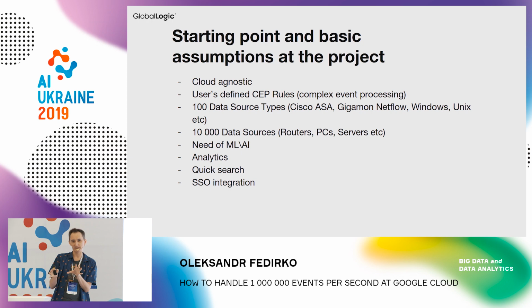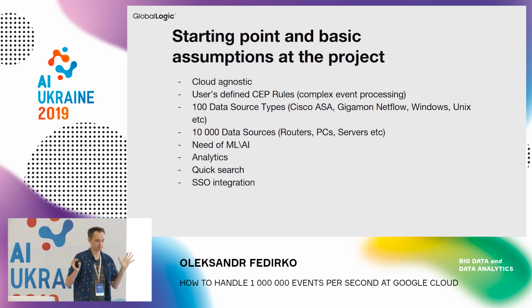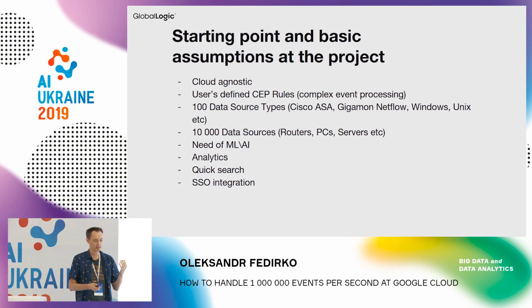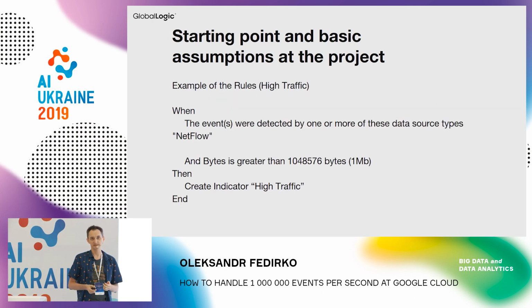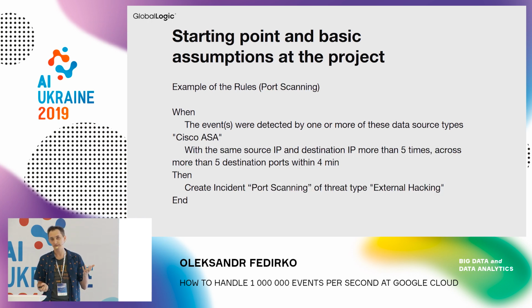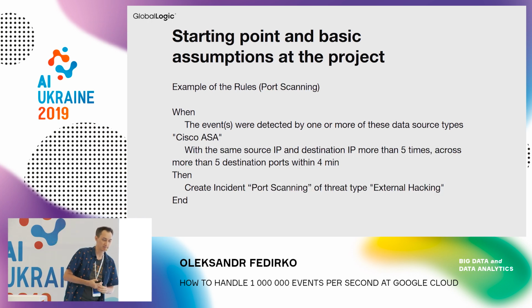They really wanted ML and AI in the very beginning. Everyone wants ML and AI. They wanted quick analysis, quick search, and integration with their single sign-on. How would they like to define rules? A simple example: if something is bigger than a value, for instance bytes per second in the packet, that's an indicator of high traffic. That's a kind of simple rule.